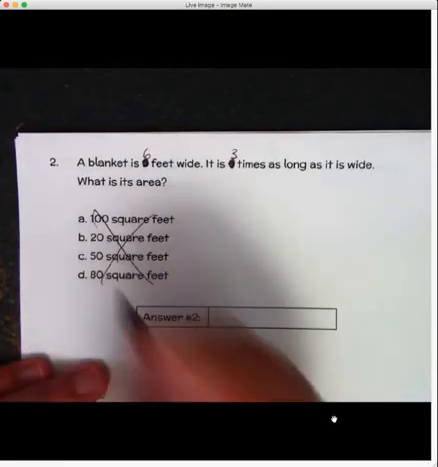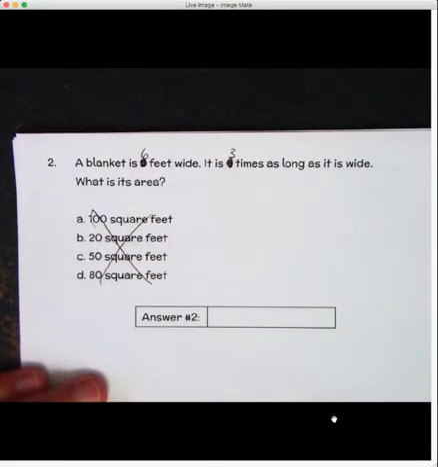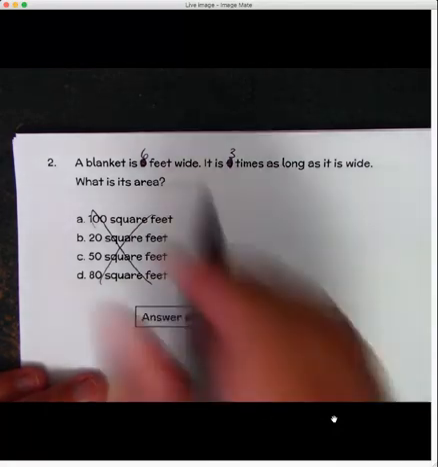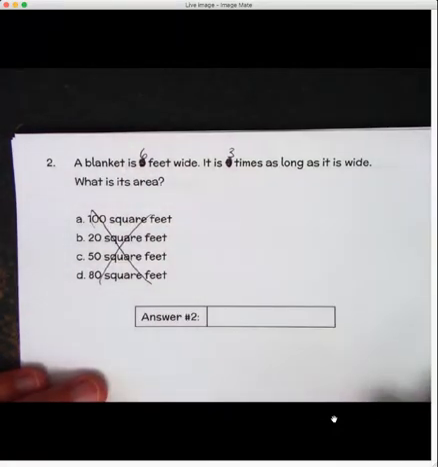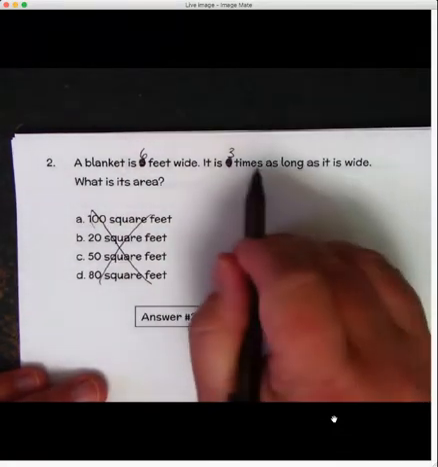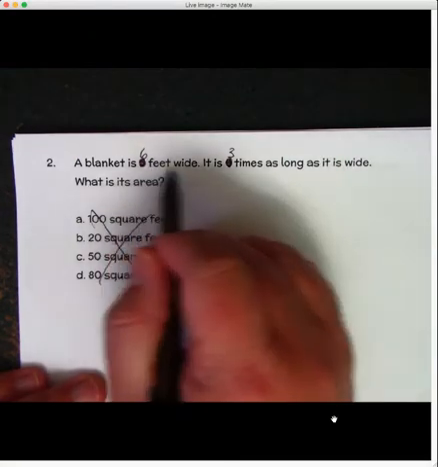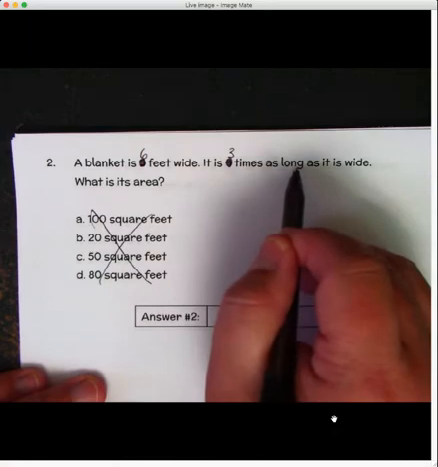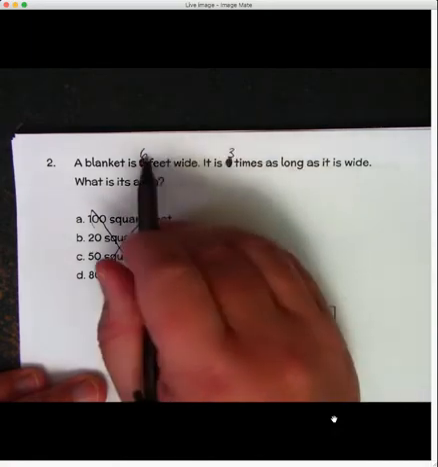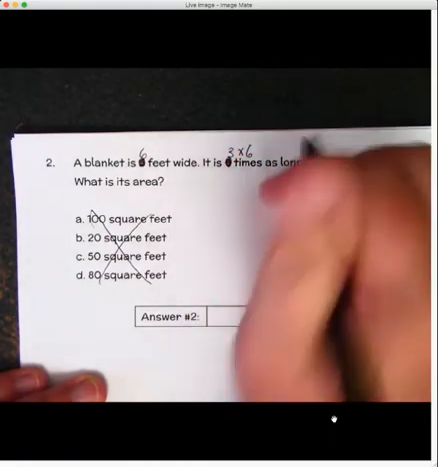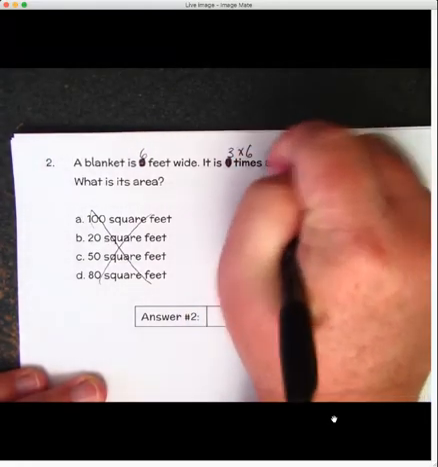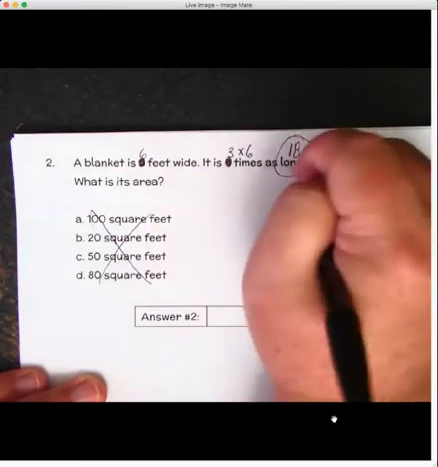Question number 2. Remember, I've changed all the numbers, so these answers don't matter. A blanket is 6 feet wide. It's 3 times as long as it is wide. So it's 6 feet wide. If it's 3 times as long as it is wide, that means we've got to do 3 times 6 to find out how long it is. What's 3 times 6? It's 18. So it's 18 feet long, 6 feet wide.